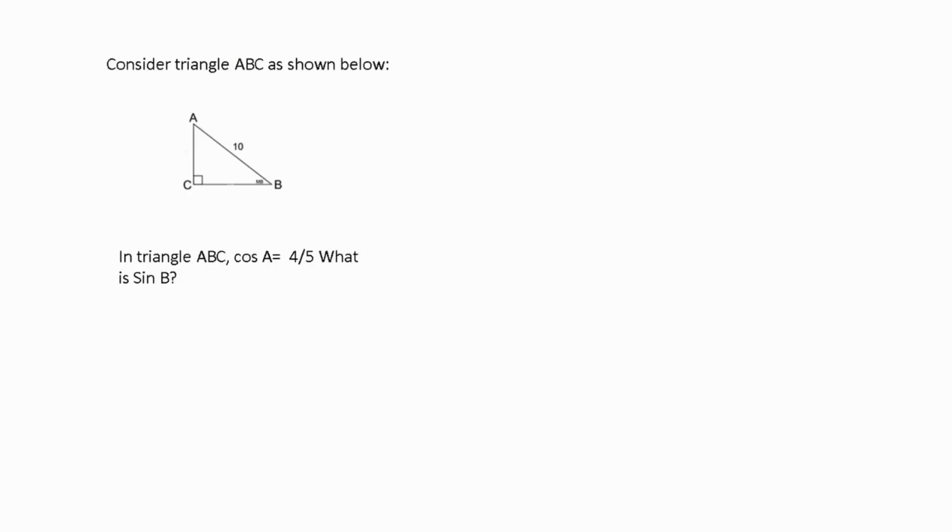Next up, it says, consider triangle ABC as shown. In triangle ABC, cosine of A is 4 over 5. What's the sine of B? So if cosine of A is 4 over 5, what we know is, once again, trig ratios here. So let's write out SOHCAHTOA, right? If cosine of A is 4 over 5, right? So A is here. This means our opposite, adjacent, AD, okay? And then hypotenuse is here, sorry.